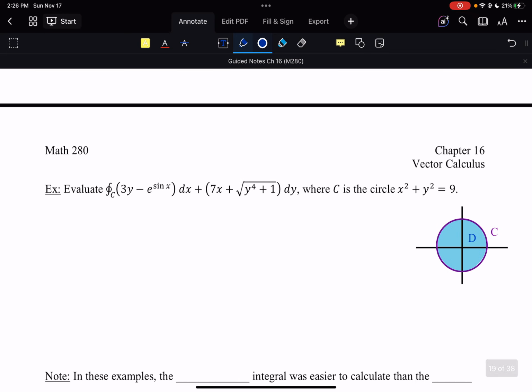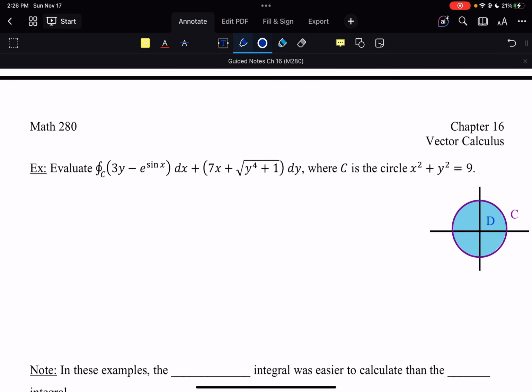This one is a great example of why Green's theorem can be so useful to us. So for this one, we're evaluating the positively oriented line integral over C of 3y minus e to the sine x dx plus 7x plus the square root of y to the fourth plus 1 dy, where our curve C is the circle of radius 3 centered at the origin. So we can assume positive orientation, so we know we're going around counterclockwise.